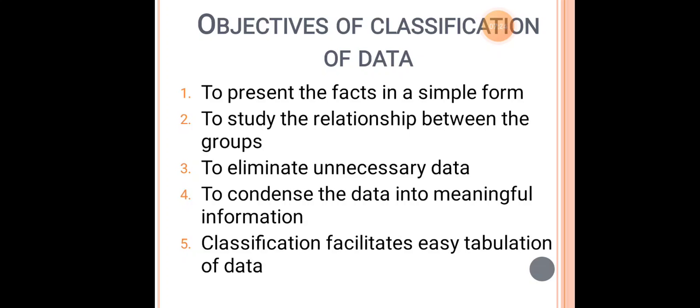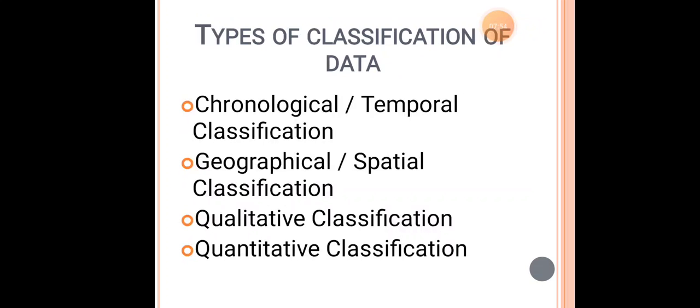The last thing is that classification facilitates easy tabulation of data. In the same way, I will take the same example. Once I take attendance, what will I get to know? For example, if only 28 members are present out of 30 members, I will automatically get that 2 members are absent. So this is the easier process of making the classification of data from the raw data which we collect, which is not classified. So now we will study the types of classification of data.